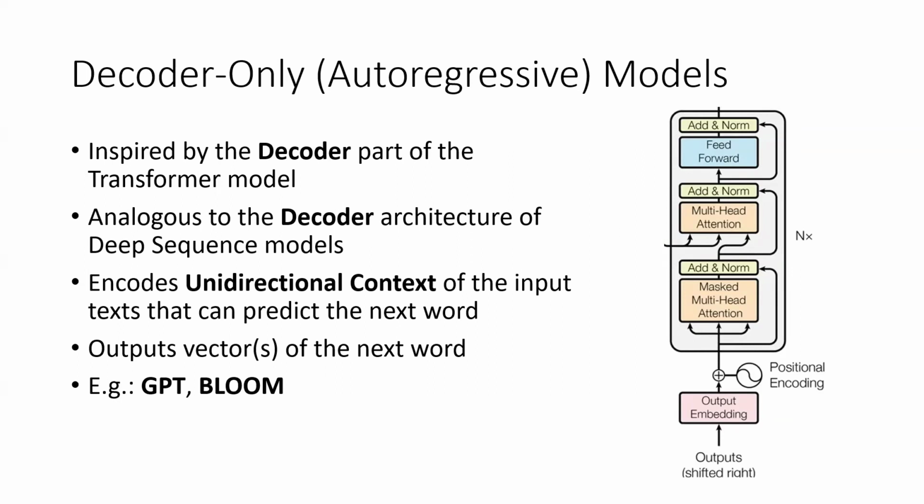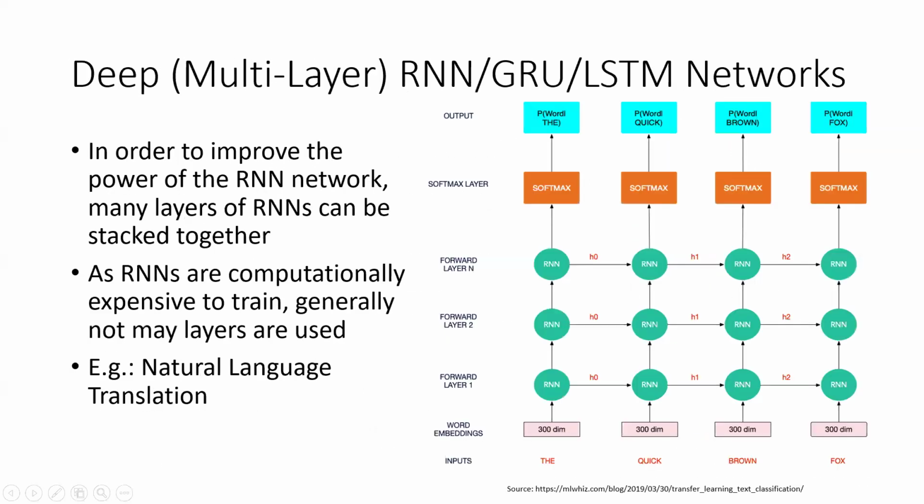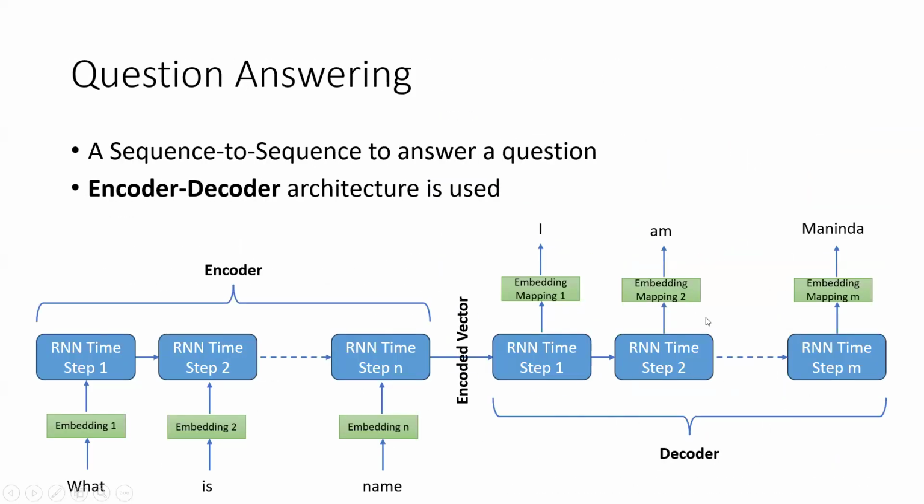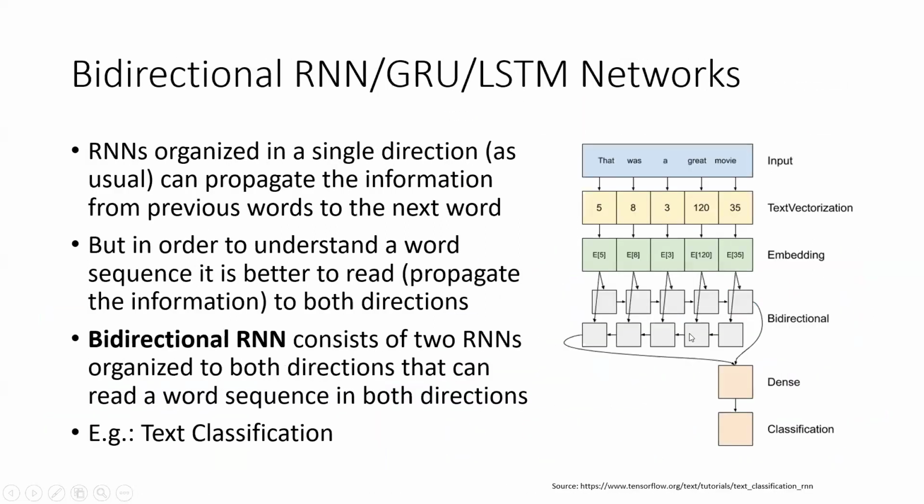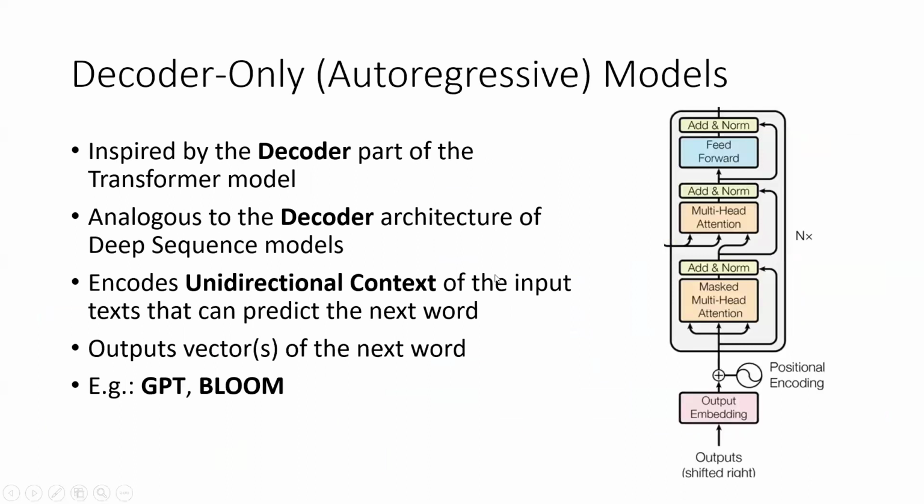So this one is the decoder only architecture. In the decoder only architecture, they have used the decoder section of the transformer, which is actually analogous to the decoder part of the sequence to sequence model, right? In this case, it is known as an autoregressive model because these decoders are trained so that they can predict the next token.